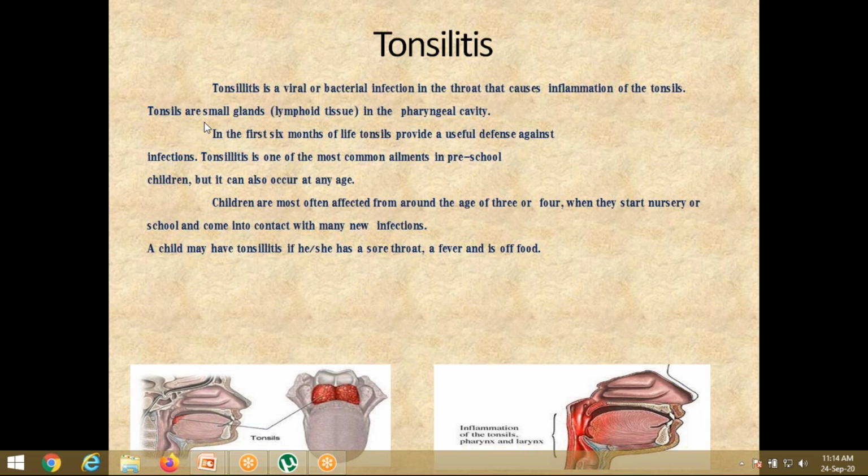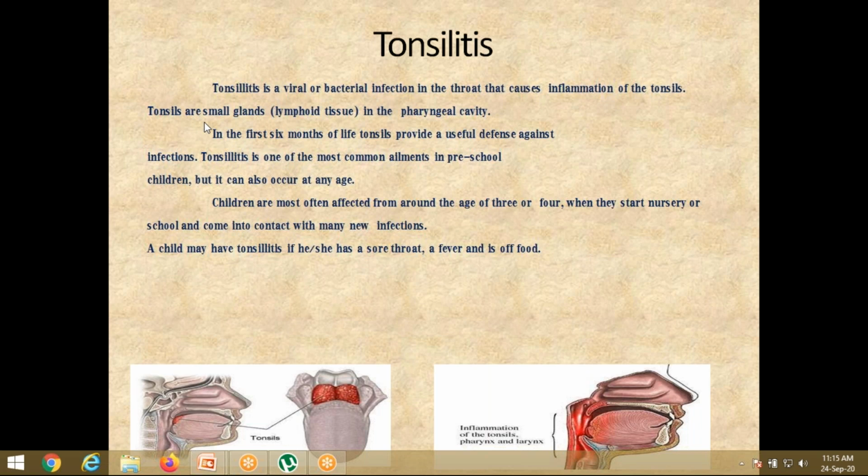Okay, so in the first 6 months of life, tonsils provide useful defense against various infections. And tonsillitis is one of the most common illnesses in preschool children, but can also occur in different age groups.